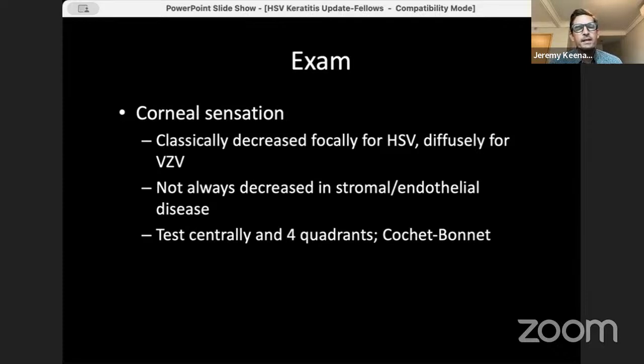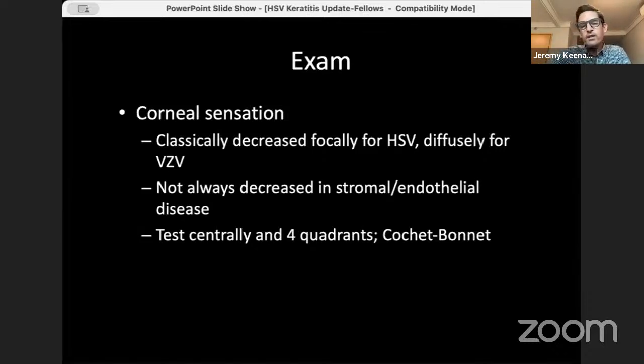The way we test at Proctor, we like to use the Cochet-Bonnet esthesiometer, at least in the beginning when we're diagnosing people. It's helpful because it gives you a number between 1 and 6, so you can gauge how much loss of corneal sensation there is. I like to do the Cochet-Bonnet at the actual slit lamp so I can see exactly where I'm touching on the cornea. That way, if there is an area you want to make sure you test, you can see exactly where you are. But we always test centrally and then in 4 quadrants of the cornea.